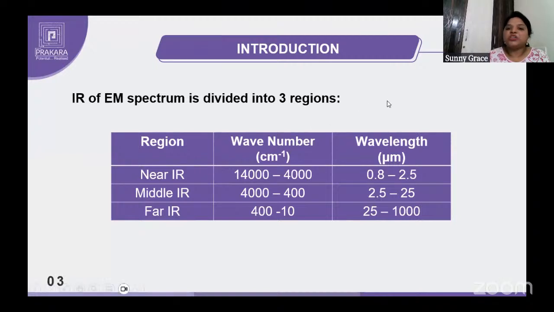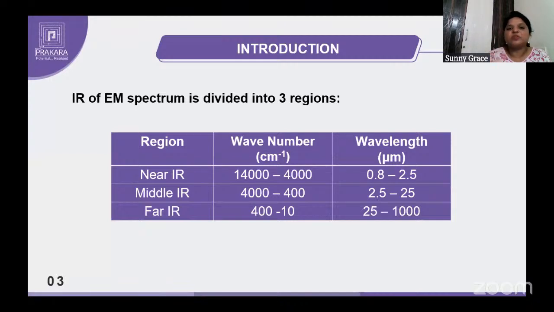In any spectra, you will be taking absorbance on the y-axis and wavelength on the x-axis. But in IR spectra, on the x-axis you will be taking the wave number, and on the y-axis you will be taking the percentage transmittance. Because of this, instead of peaks, you will be observing dips in the IR spectra. That is one reason whenever you see IR spectra, it looks like an inverted spectra.